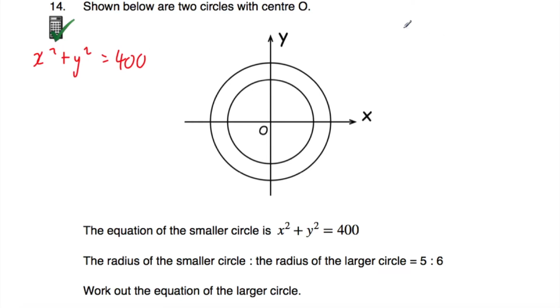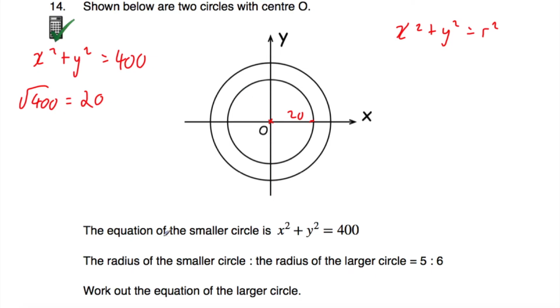Now the equation of a circle is in the form x squared plus y squared is equal to the radius squared. That means the radius squared is 400. So if we square root 400, the square root of 400 would be 20, because 20 times 20 is 400. So that means the radius of the smaller circle is 20. So the distance from here to here would be 20, or actually any point on that smaller circle, here to here, would be 20, that distance. So the radius of that smaller circle is 20.